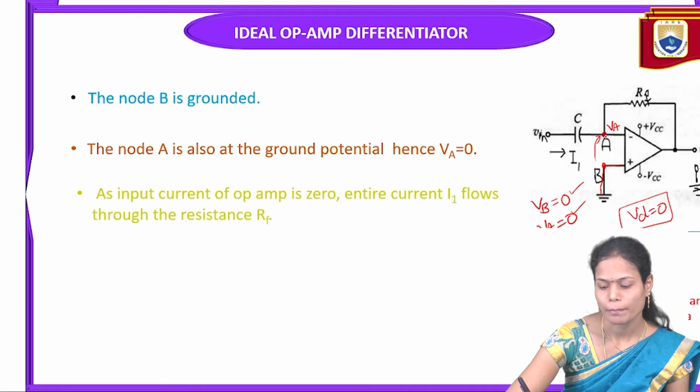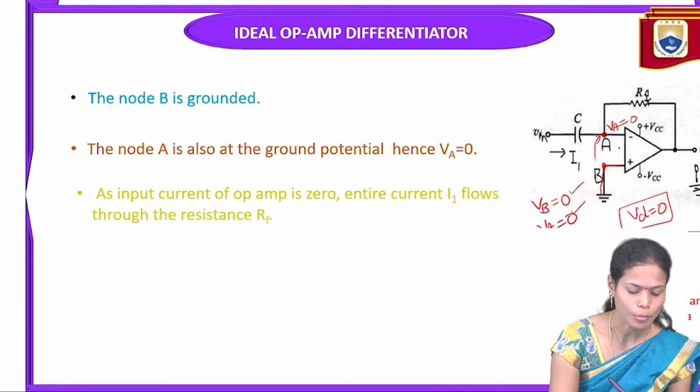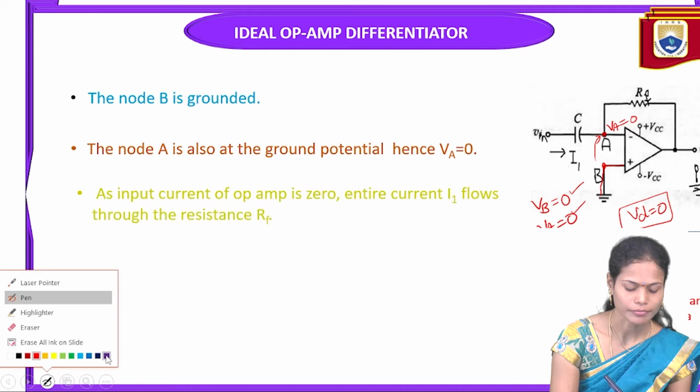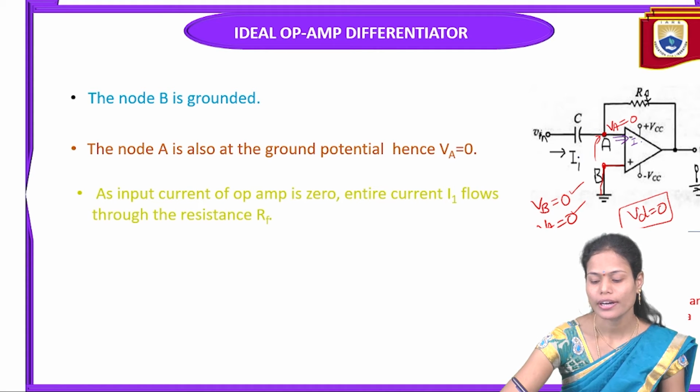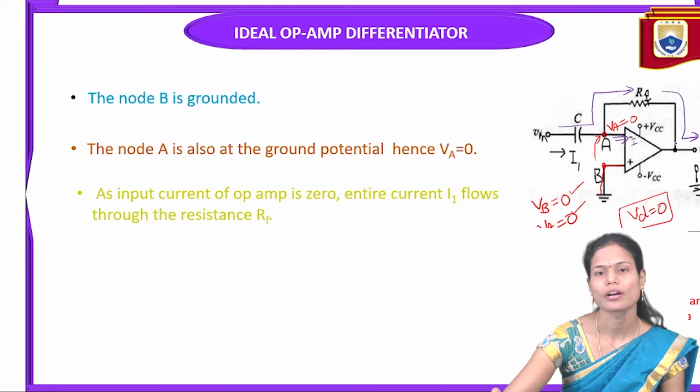Though this VA voltage is 0, there is no flow of current inside the operational amplifier. Inside the operational amplifier, no current is flowing due to the virtual ground effect. So the entire current, the I1 current, flows through this capacitor and through this RF resistance to the output.